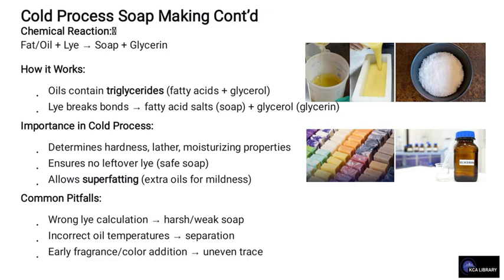The chemical reaction for cold process is fat or oil plus lye to give soap and glycerin. How does it work? Oil usually contains triglyceride, which is a combination of fatty acid plus glycerol, and lye breaks the bond to give fatty acid salt, which is soap, and glycerol.